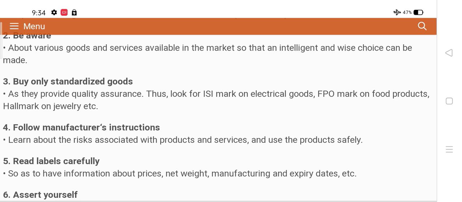The fourth responsibility of the consumer is to follow the manufacturer's instructions. The consumer should learn about the risk associated with the product and services and use the product safely. So on every product, safety measures are written. The consumer should read those safety measures at the time of using the product or services.